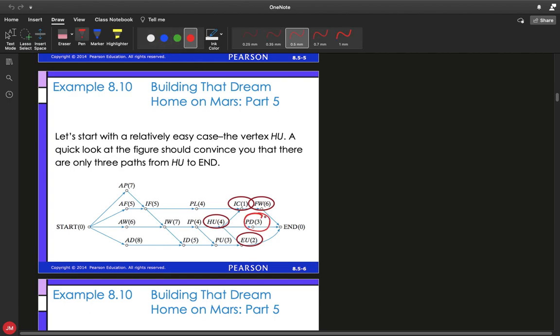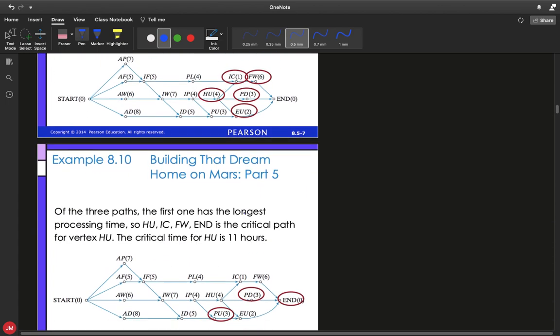For HU, there are basically three different paths that you can consider. And really what you want to think about is, how long would it take to get from HU to the end? Well, if we go down this bottom path, 4 plus 2 is going to be a time of 6. For the one in the middle, 4 plus 3 would give you a finishing time of 7. And for this path on top, you would have 4 plus 1 is 5, plus 6 is 11. Now, whichever one is longest is your critical path. So that would be the 11, which would be going from HU to IC1 to FW6 to the end. And that would have a total time of 11.